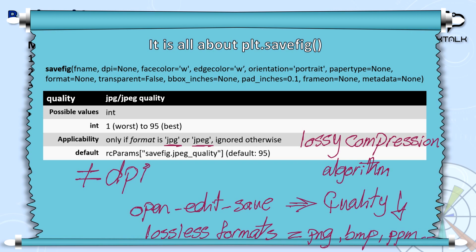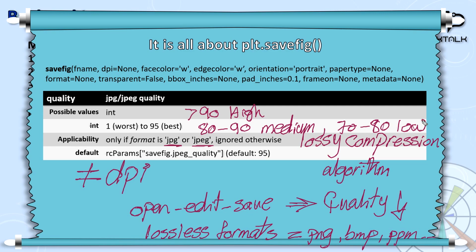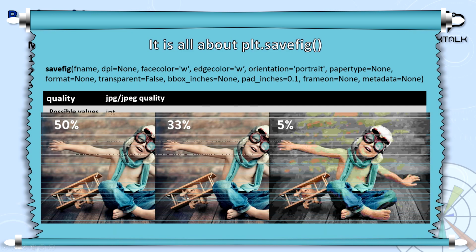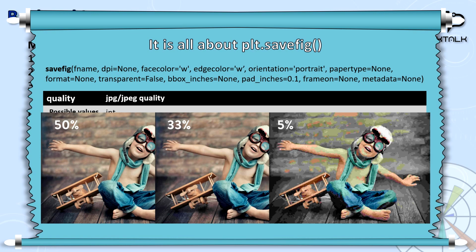The amount of JPEG compression is typically measured as a percentage of the quality level. An image at 100% quality has almost no loss. On the other hand, 1% quality is a very low quality image. In general, quality levels of 90% or higher are considered high quality. 80 to 90% is medium quality, and 70 to 80% is low quality. Anything below 70% is typically a very low quality image.